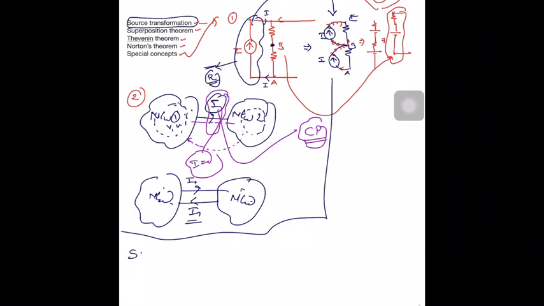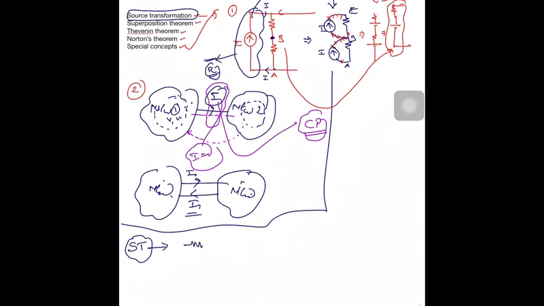Source transformation was already explained in the previous lecture. I will just revise once again. A voltage source having a resistance in series is converted into a current source having a resistance in parallel, right?